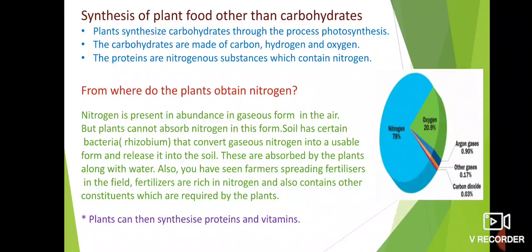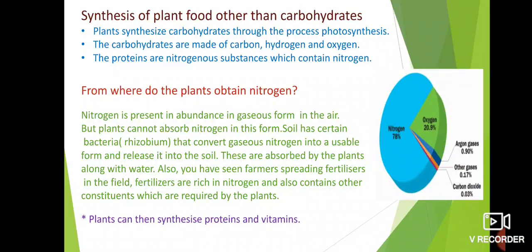And one more method to provide nitrogen to the plant is this: you have seen farmers spreading fertilizers in the field. Fertilizers are rich in nitrogen and also contain other constituents which are required by the plants. This is one more method of providing nitrogen to the plants.